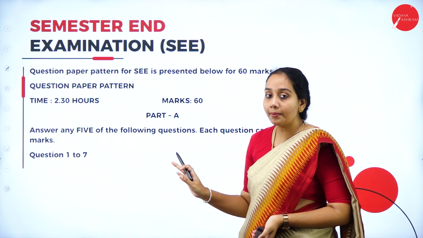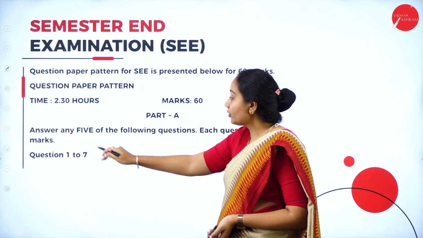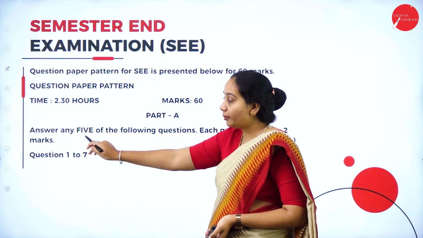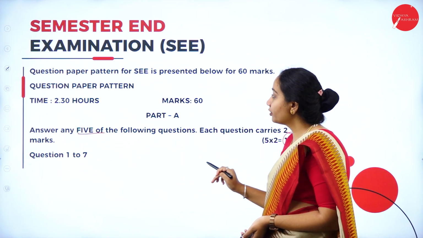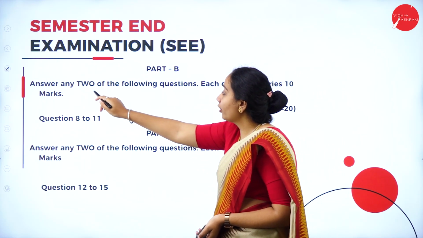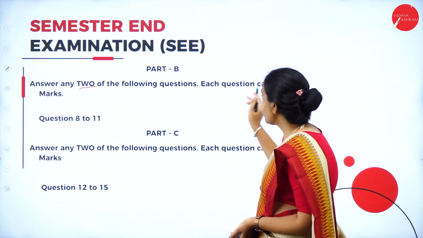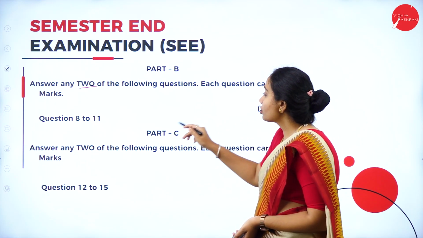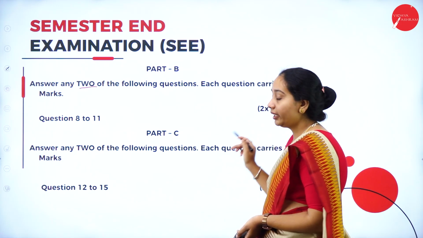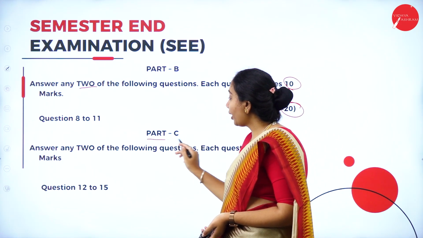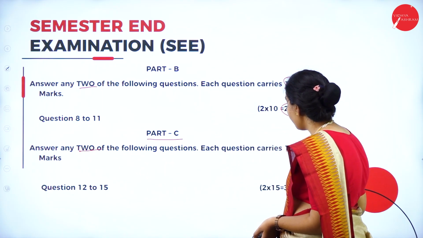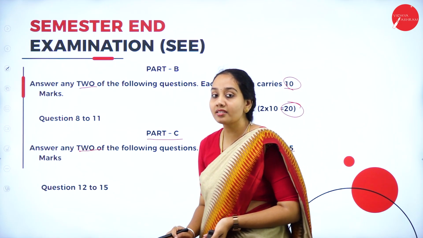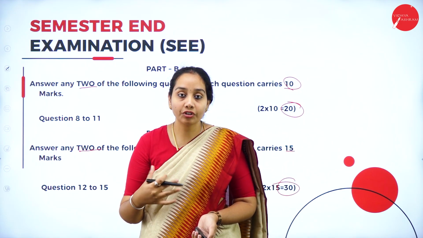This is your semester end question paper. In part A, each question is for 2 marks, you should answer any 5 questions, and in total you are getting 10 marks out of this. In part B, you have to answer 2 questions and each question carries 10 marks. So you're getting a total of 20 marks out of part B. And in part C, you should answer 2 questions and each question carries 15 marks. You're getting 30 marks in part C. So this is your question paper pattern.